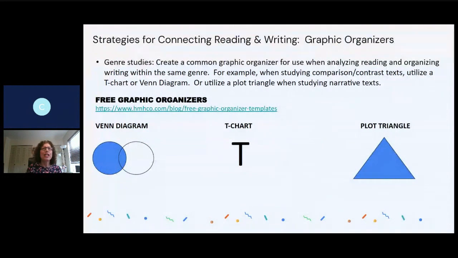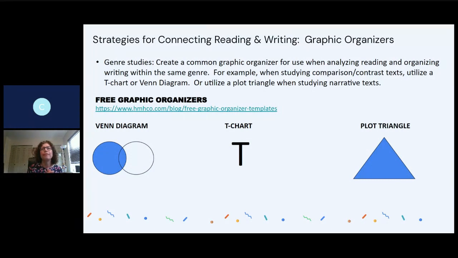All right, so let's talk a little bit in general about strategies for connecting reading and writing, and then we're going to really dig into Read Theory. So, some ideas for connecting reading and writing. One really powerful tool is graphic organizers. We talked about the fact that to think about writing, you need to be able to integrate what you have read. And to think about reading, you have to have a structure for organizing your thoughts. And that's where the graphic organizers really come in handy.